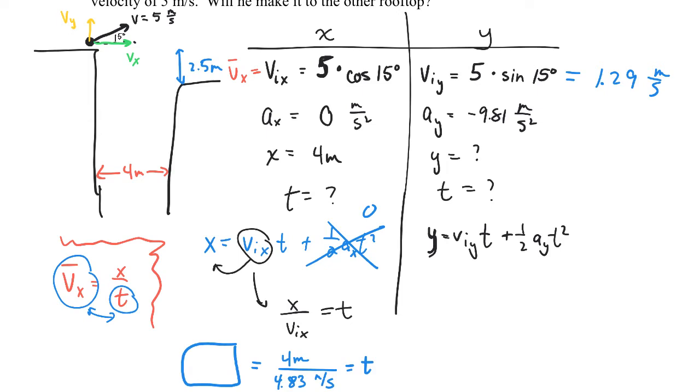The division of that, 4 over 4.83? 0.83 seconds. Thank you. Now that time, I can take and plug it in over here in yellow. I know it's 0.83 because if it's 0.83 in the x, it's 0.83 in the y, always. Now, I then simply plug into the formula.